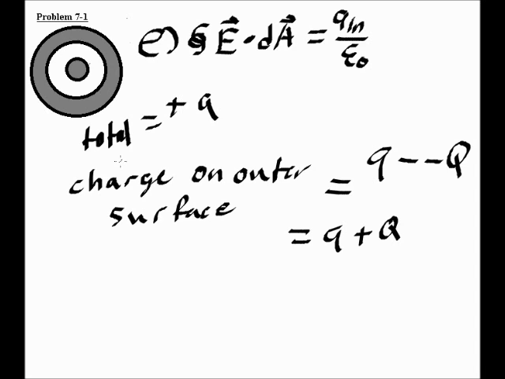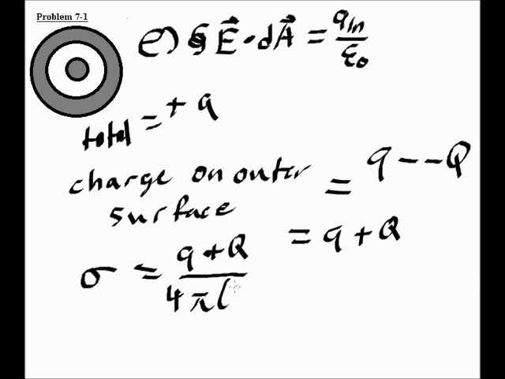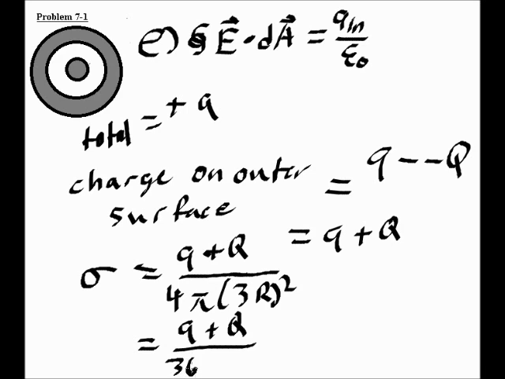And again, to find the surface charge density, sigma, you just need to divide that by the surface area, which is again 4 pi radius squared. In this case it's 3r squared. So sigma equals Q plus big Q over 36 pi r squared. And that's your final answer.